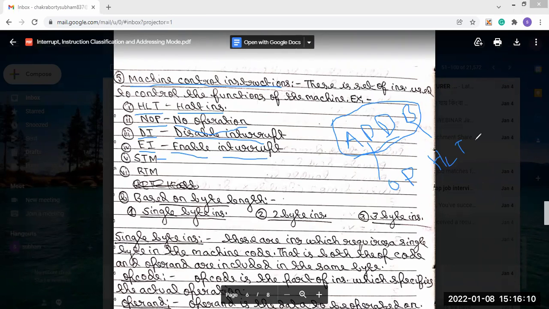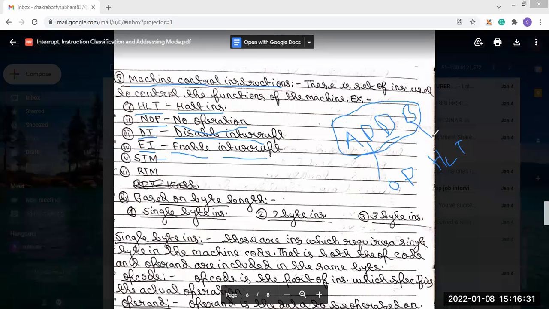The shortcut trick to remember is this: if no numerical value is given with the instruction, then that will be a single byte instruction. This is the shortcut trick to remember.